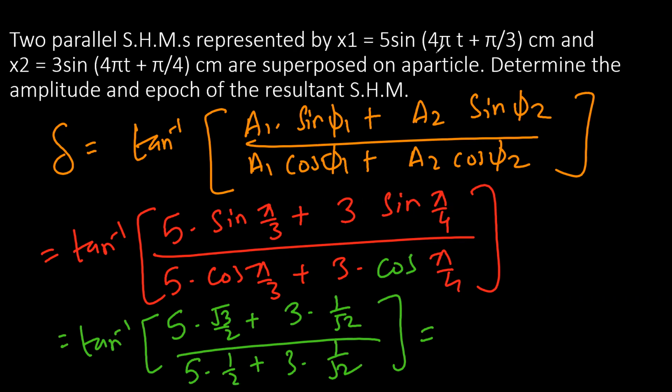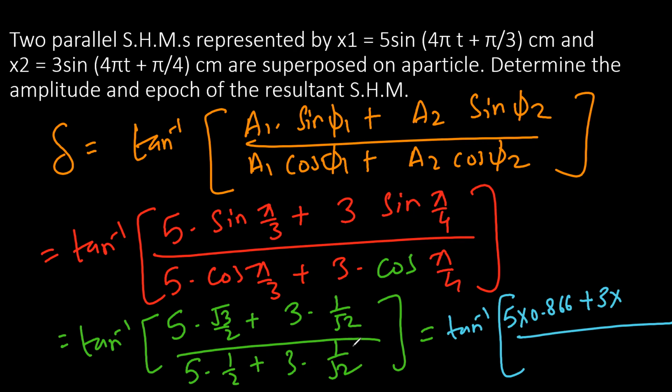Okay, so you have to solve it. So this is tan inverse of root 3 by 2. The values we have: 5 into 0.866. Root 3 by 2 is how much? 0.866. 1 by root 2 will have to go down. Then this is 1 by 2, which is 0.5, and 1 by root 2 is 0.707. So you have to solve all this.